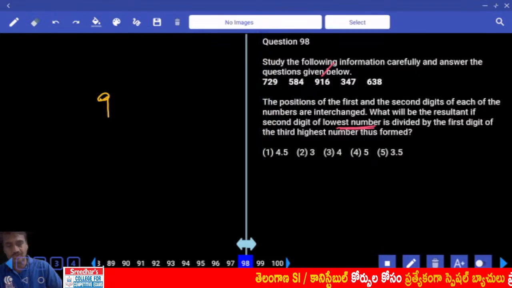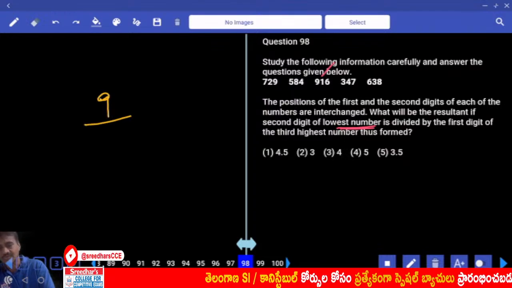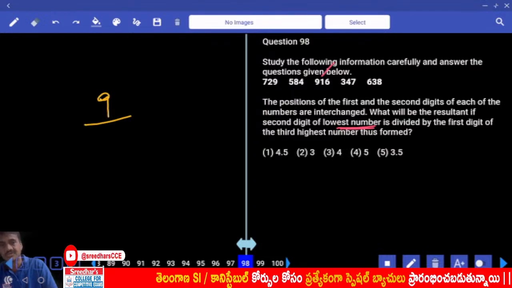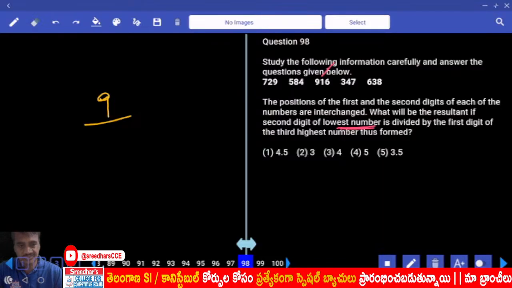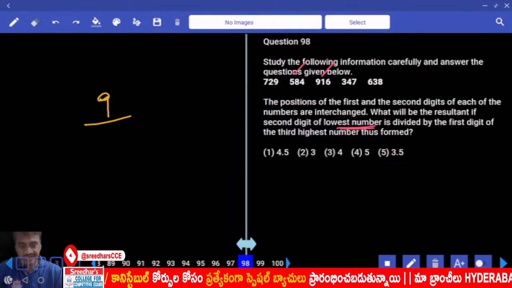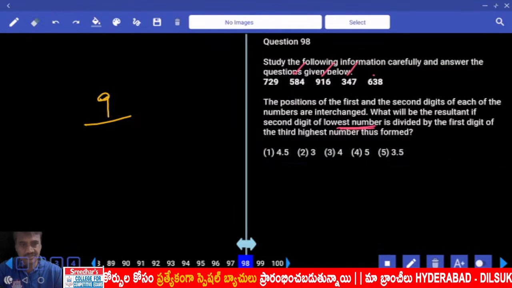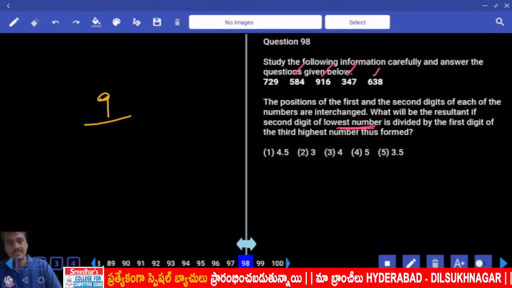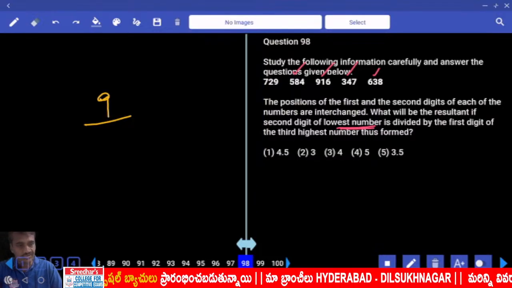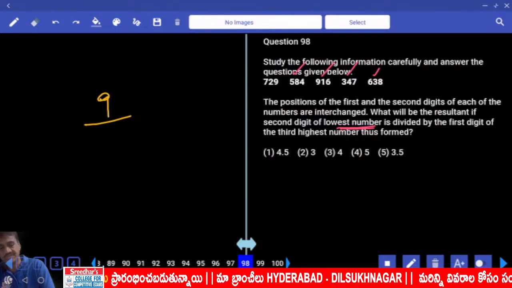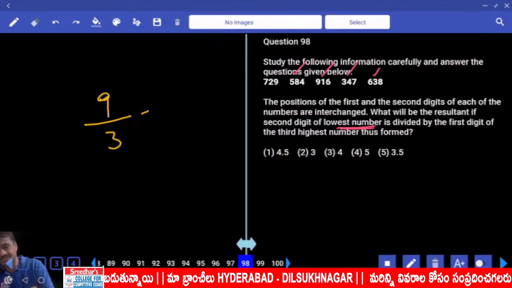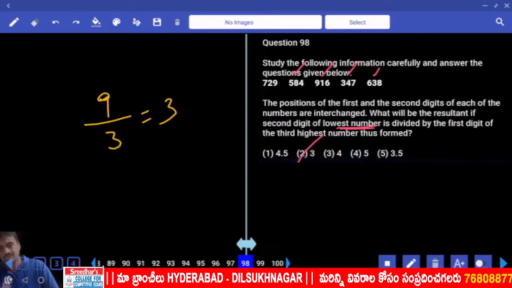Now the second digit of the lowest number is divided by the first digit of the third highest number. Third highest number means which is the highest? 8 is the highest. Second highest? 4. Third highest? 3. Clear? Then 368. In this one, which one do you need to take? First digit. First digit is how much? 3. 9 divided by 3 is 3. Now 3 is given in the choices for question number 98.